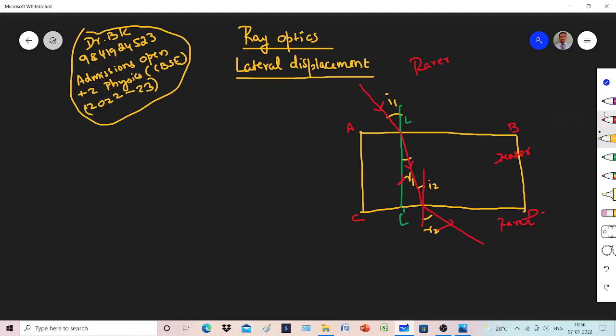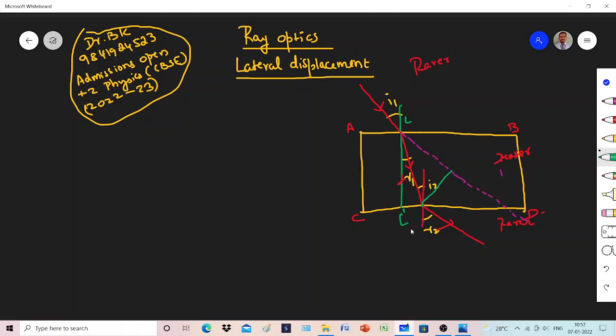But if we don't have this glass slab, what will happen? If there is no glass slab, this ray will go like this without any refraction. But because of this glass slab, the ray got refracted. Otherwise, it will move like this only. So the ray is displaced from here to here. We call that the lateral displacement.